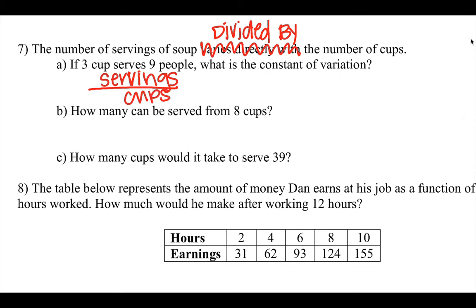So if I look at A, it tells me I've got 3 cups. 3 cups serves 9 people, so servings is 9. I'm just plugging in what I have, servings divided by the number of cups. And 9 divided by 3 is 3. So the constant of variation, my k, is 3.